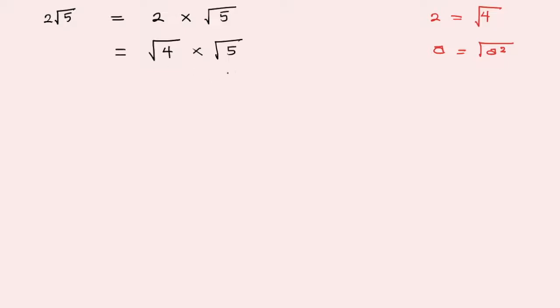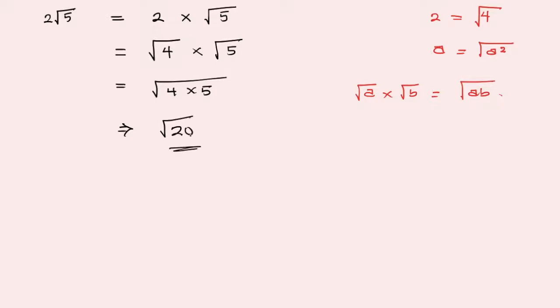Now we can combine this because we remember the rule that says that the square root of a multiplied by the square root of b is the same as the square root of ab. So if we apply that here, we can combine this into the square root of 4 multiplied by 5. And this is equal to the square root of 20. That is how you get a single surd.